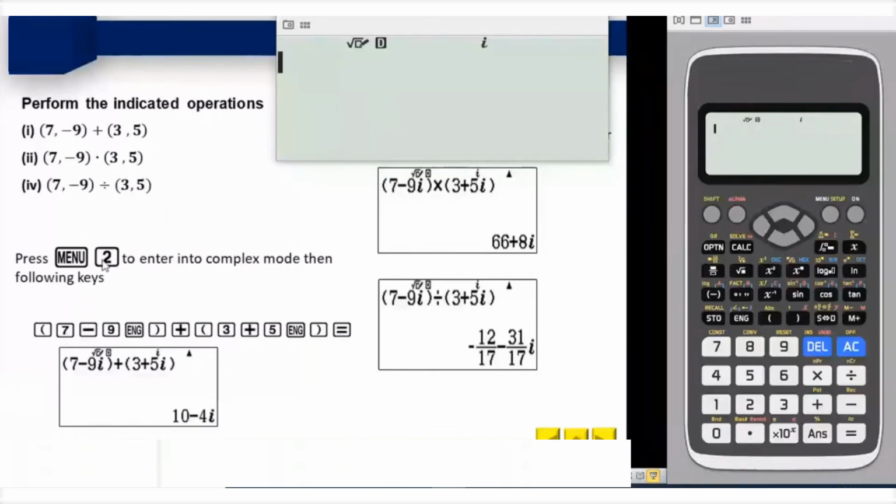Press menu 2 to enter into complex mode. The indication that you have entered into the complex mode is that this iota will be written on your screen. Iota on the screen indicates you have entered into the complex mode, and now you can solve the complex numbers. I hope this answers your question.